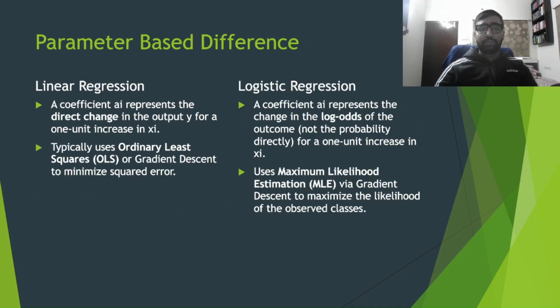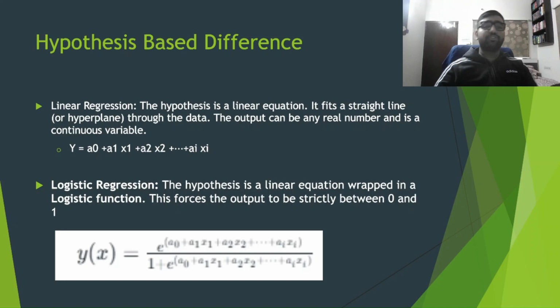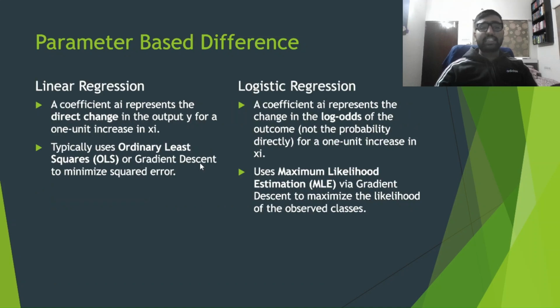Then the parameter based difference. Although we use the same function and same parameters in both linear and logistic regression, which is this equation which we use for linear regression, there are still certain differences between linear and logistic regression based on parameters. A coefficient ai represents the direct change in output y for a 1 unit increase in xi.